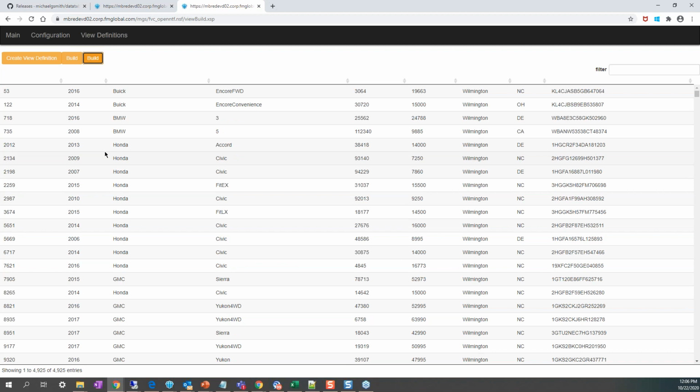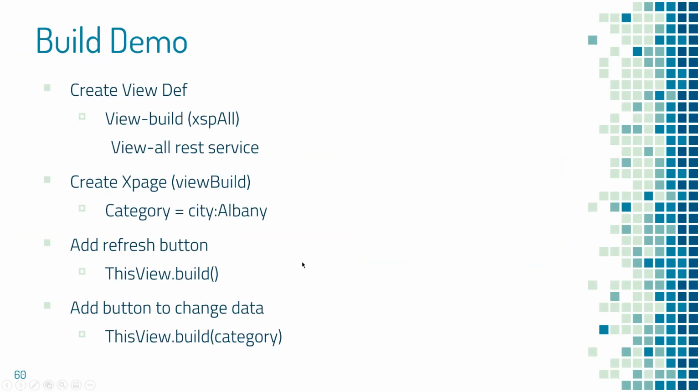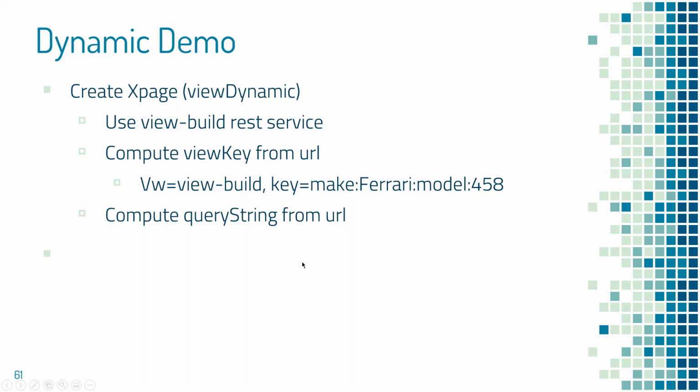So by simply changing the category and passing it into the build function, I can completely change the data that appears in the view. Okay, moving on to the next.